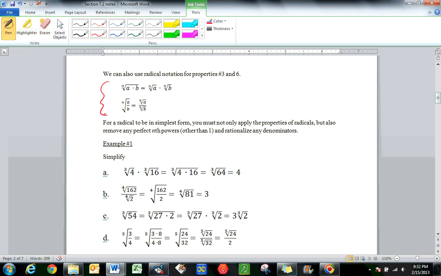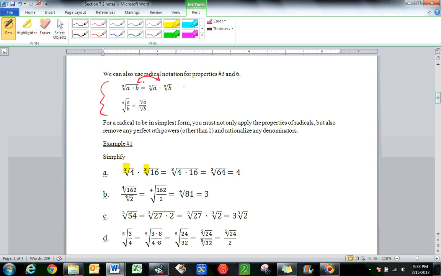You can see here in part A, we have two roots that are the same. They can be combined together through multiplication. Remember that the multiplication can go either direction. You can go either way with that property, and that helps us combine them together to get the cube root of 64. Then you could use your calculator just to test to see if 64 is a perfect cube or not, which it is, and that gives us 4.